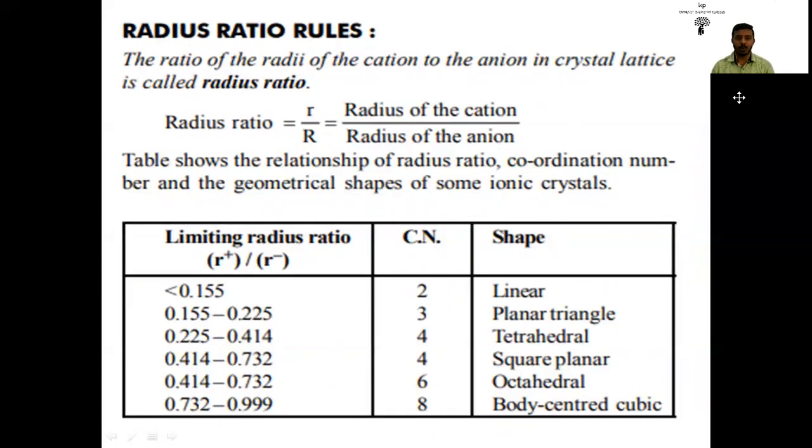Radius ratio rule. Here the ratio of the radius of the cation to that of the anion in a crystal lattice is called the radius ratio, which has a mathematical expression: radius ratio equals r divided by r. In some material you can get the formula as radius ratio equals the radius of the cation, r plus, divided by r minus.